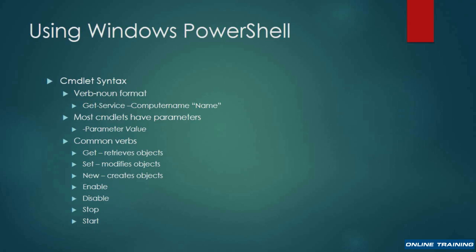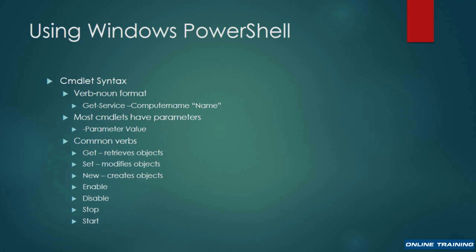Get is one of the most common verbs. It retrieves a set of objects. So it's get, dash, and then whatever the noun is. You want services, it's get service. Process, get process. Event logs, get event log. Something in Active Directory, it's going to be get AD user, computer, group, whatever object it happens to be that you want. Set, on the other hand, is going to actually modify objects.